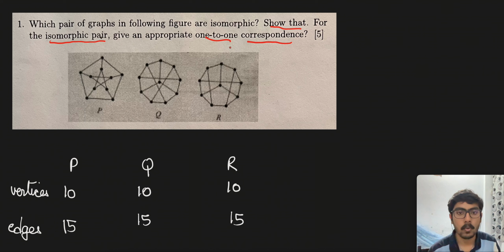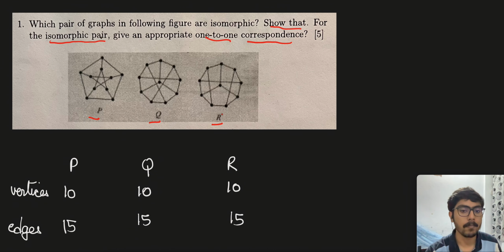So not only do we have to prove that out of these P, Q, R, two of them are isomorphic, but we also need to prove that there is a one-to-one correspondence. For identifying any of these to be isomorphic, there should be an equal number of vertices in the two graphs, an equal number of edges, and the degree sequence, which we will discuss, should be the same in ascending order, and then there should also exist a one-to-one correspondence. Then we may say that the graphs are isomorphic.